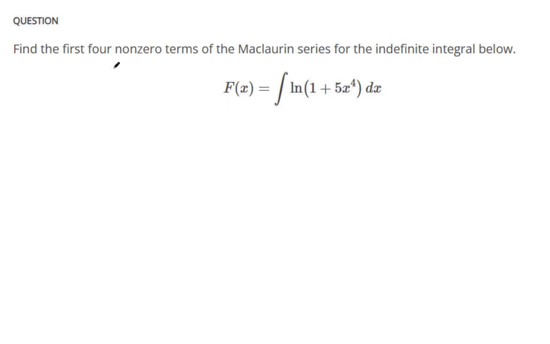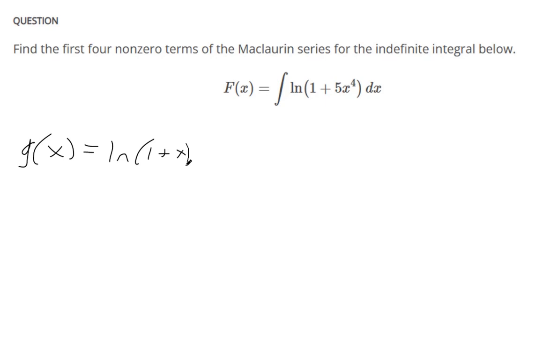We're supposed to find the first four non-zero terms. What you want to do is find a Maclaurin series for this and then integrate it term by term. To make things a little easier, you should consider a Maclaurin series for the simplest version. How about 1 plus x? Natural log of 1 plus x.